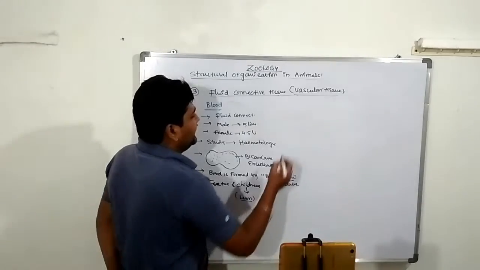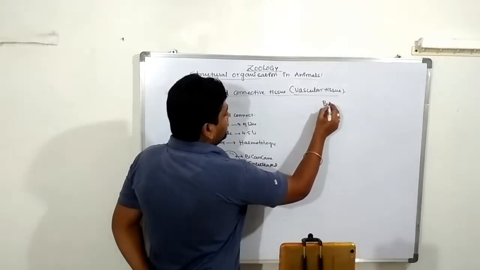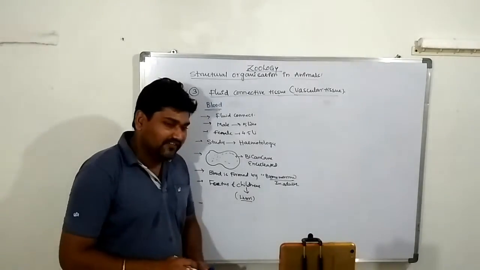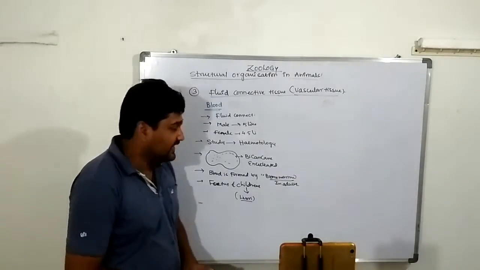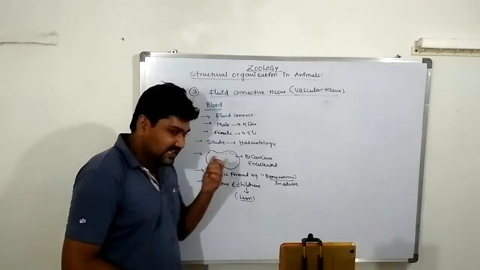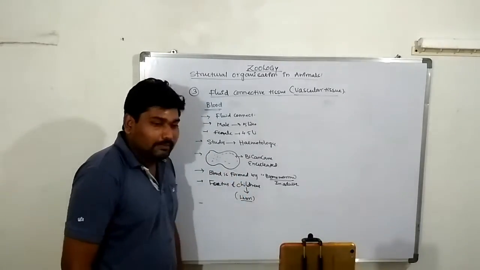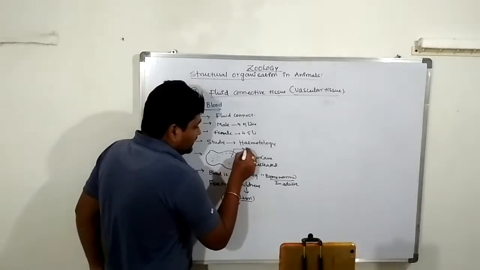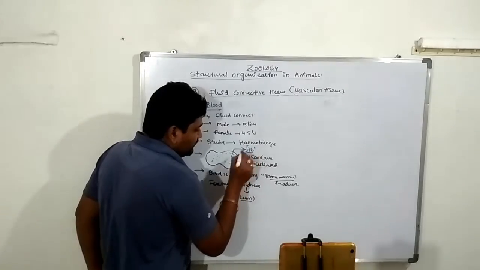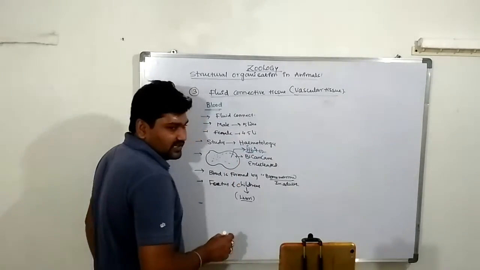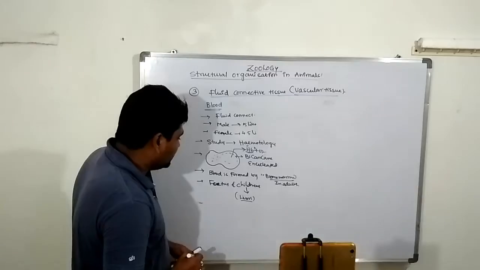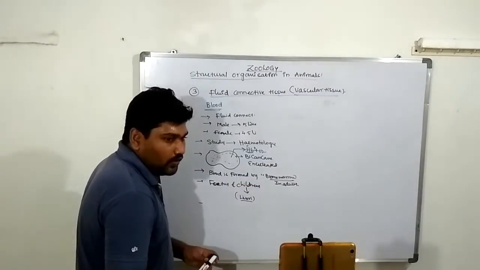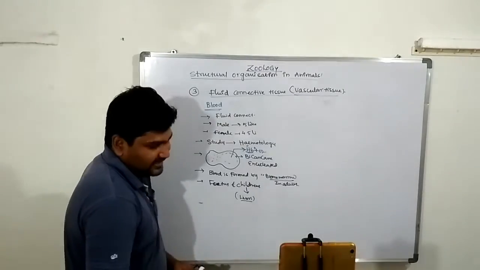So the blood contains two components. What is blood? Blood is a fluid connective tissue, approximately 5 liters in male, 4.5 liters in female. The study of blood is called hematology. Inside the blood cells there is a blood pigment known as hemoglobin, which converts into oxyhemoglobin. Blood is formed from the bone marrow in adults and from the liver in children.